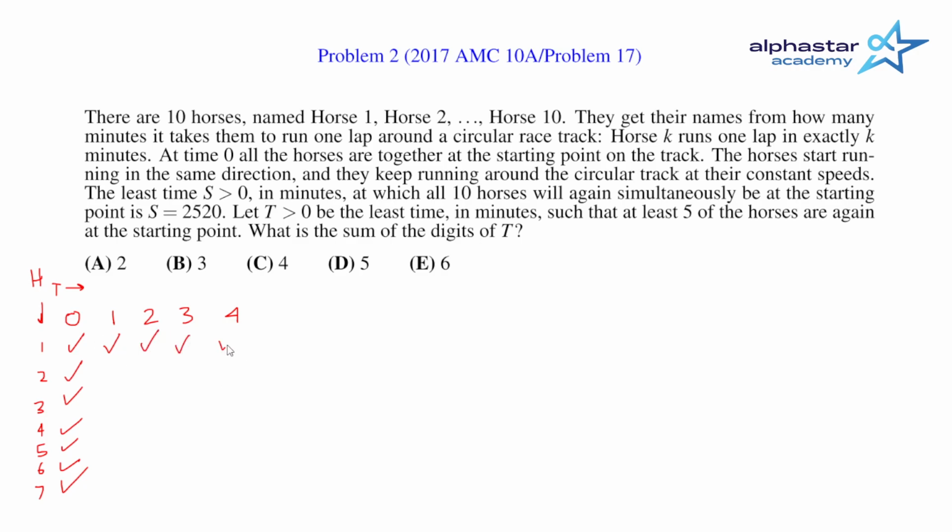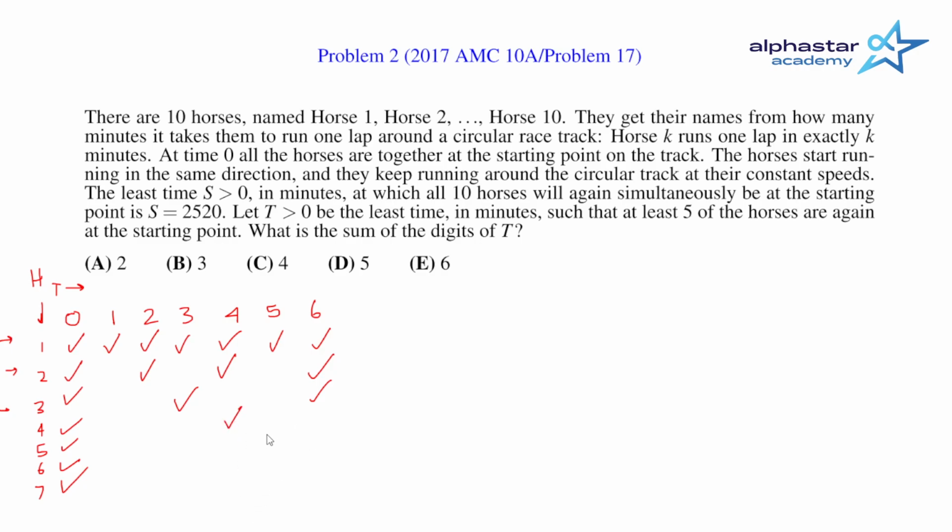We know that horse 1 will automatically be at the starting point for all times 1, 2, 3, 4, 5, and so on. Horse 2 will be at every multiple of 2, and horse 3 will be at every multiple of 3. So for any multiple of 6, we know that horses 1, 2, and 3 are automatically going to be at the starting point. So we actually expect our number, maybe counterintuitively, to be really small, because there exist some nice small numbers where all of these horses will be at the starting point.